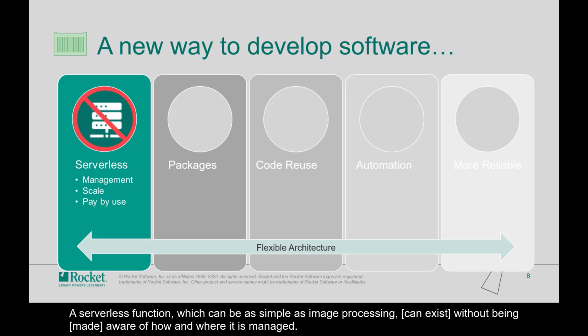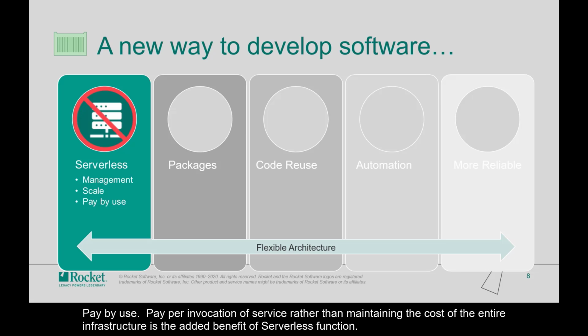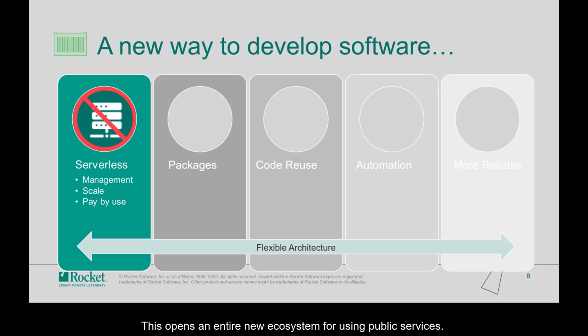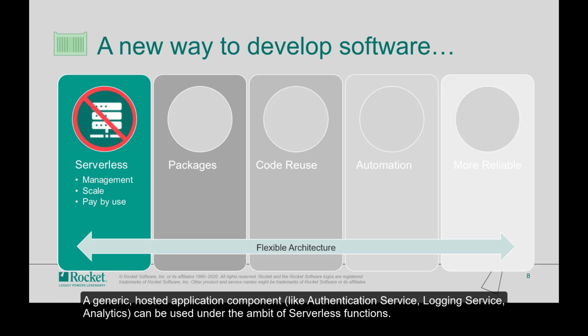A serverless function can be as simple as image processing, without being aware of how and where it is managed. Pay by use. Pay per invocation of a service rather than maintaining the cost of the entire infrastructure is the added benefit of serverless functions. This opens an entire new ecosystem for using public services. A generic hosted application component like authentication service, logging service, or analytics can be used under the ambit of serverless functions.